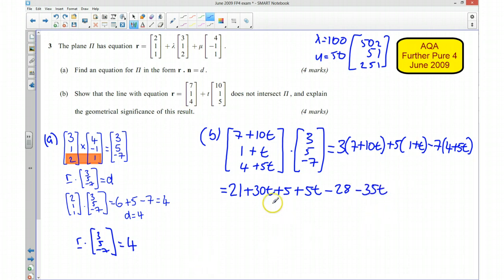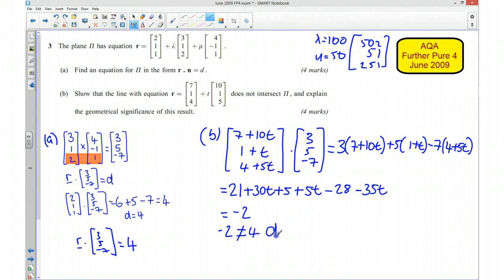And I'm now going to go ahead and simplify this, and you might have noticed already what's going to happen here. When I simplify this, I've got 21 and 5, which is 26, take away 28, which gives me negative 2. I've then got 30t plus 5t, which is 35t, take away 35t, which gives me 0t, so I get a value of negative 2. Now negative 2 isn't equal to 4.